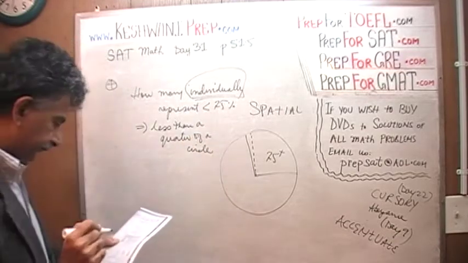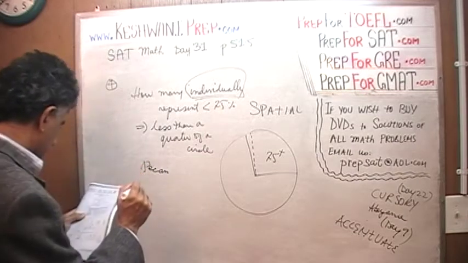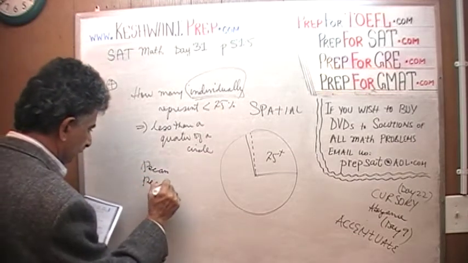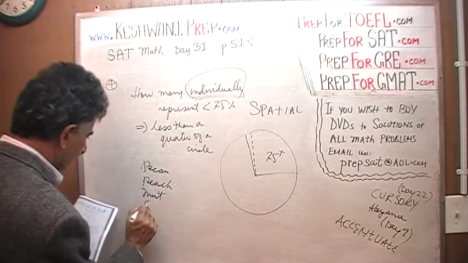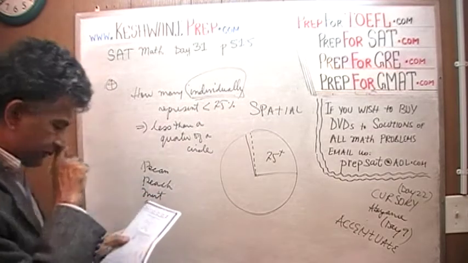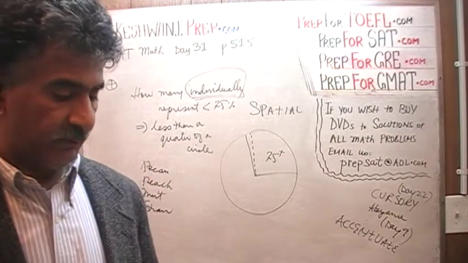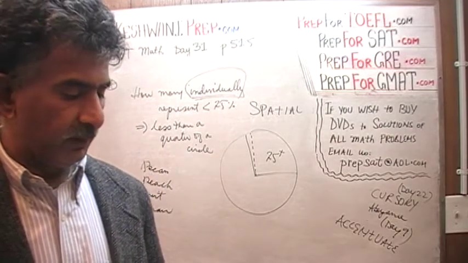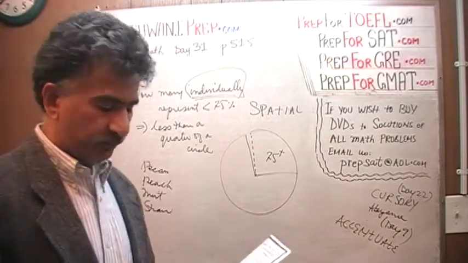Let's see how many there are. I see pecan, which is less than 1/4 of a circle. We see peach, we see mint, and we see strawberries, and that's about it. Chocolate, of course, is more than 25%, as you can see clearly. It's more than 1/4 of a circle, and so is vanilla, as we just talked about. There's only 4 of them.